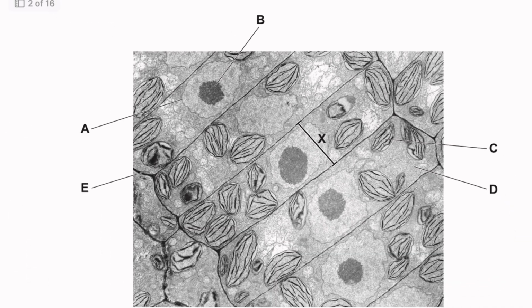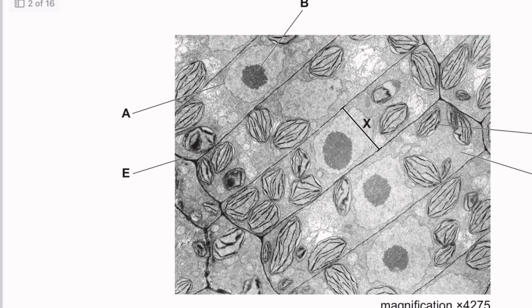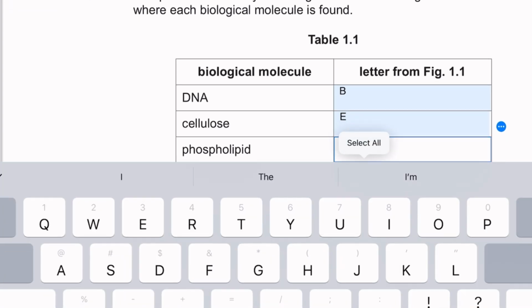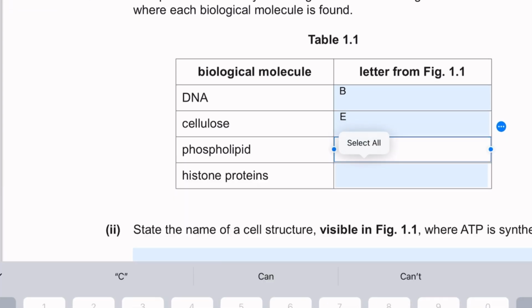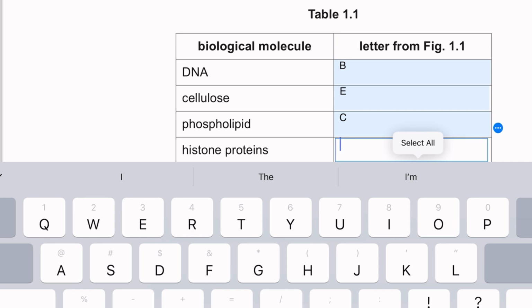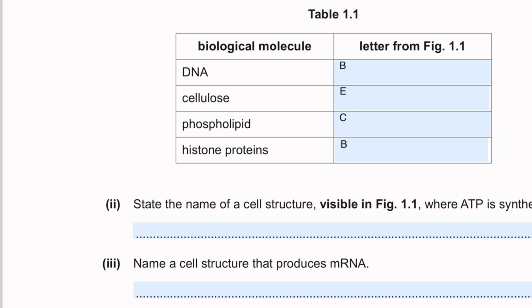C, we could choose the cell membrane. However, it's not really pointed. We could also choose the nuclear envelope or the nuclear membrane, A. So it's really up to you which one you choose. I'm going to choose C. Okay. And lastly, he asks about histone proteins. Histone proteins are found in DNA. DNA is found in the nucleolus, and therefore the same option would be for the first and last questions.